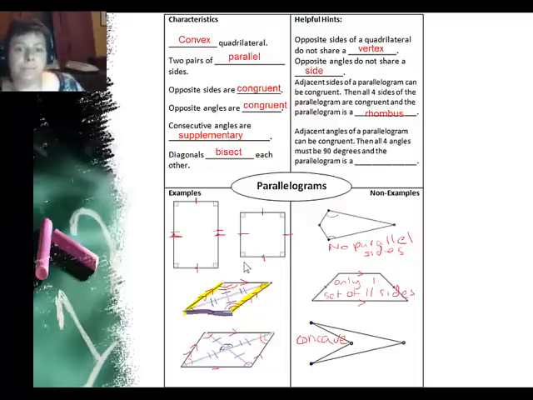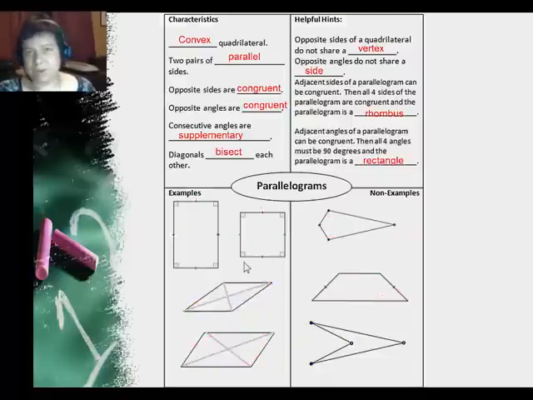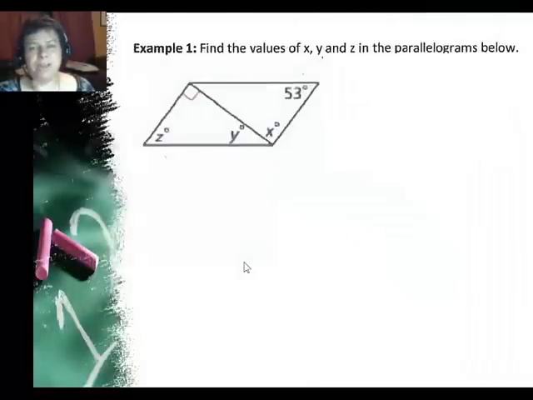R-H-O-M-B-U-S. Another special case is when all of the adjacent angles of the parallelogram are congruent. Then all four angles actually have to be 90 degrees. Because if they're supplementary, they have to add to 180 and they have to be the same size, that makes them 90 degrees. And that type of parallelogram is called a rectangle. A square is a special case, and we'll get into that more in the next chapter, 6-3 and 4 and 5.